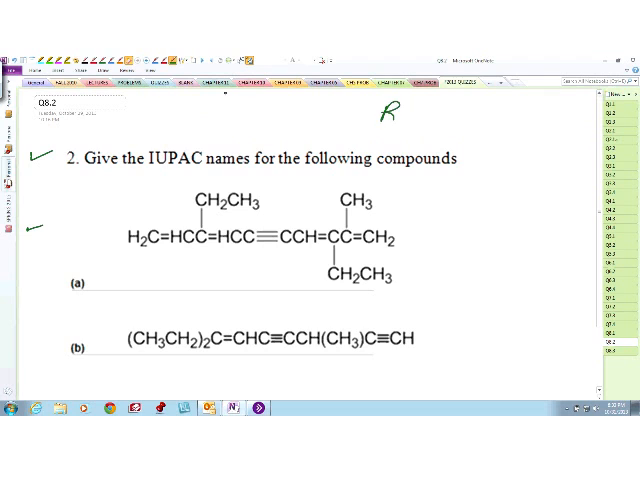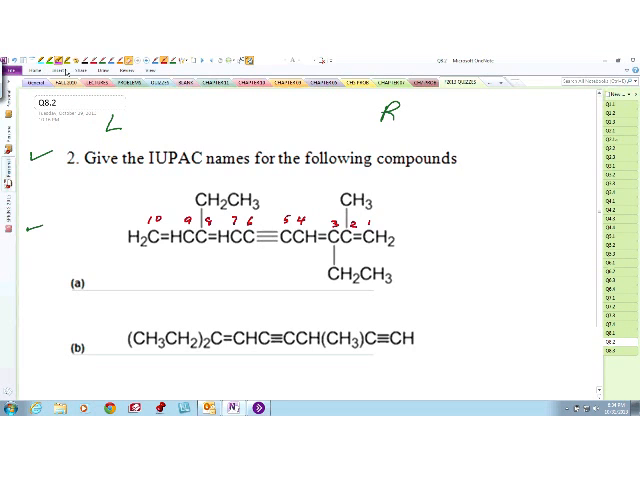Let us say this is my right hand and this is my left hand. Where do you want to start numbering? Of course, you want to start numbering so as to give the multiple bond the lowest combination of numbers. So you say the right side, very good. So we say this is carbon 1, 2, 3, 4, 5, 6, 7, this is 8, this is 9, and this is carbon 10.